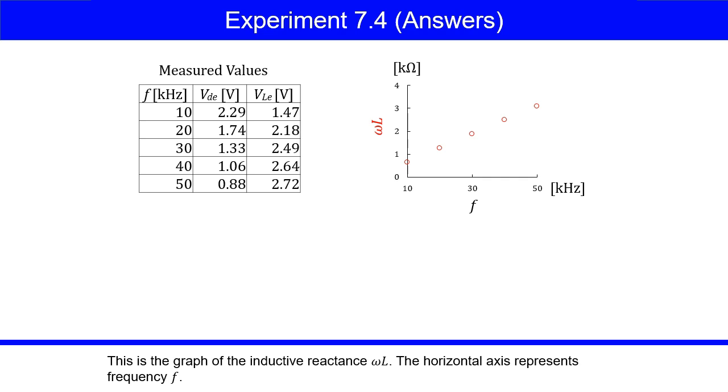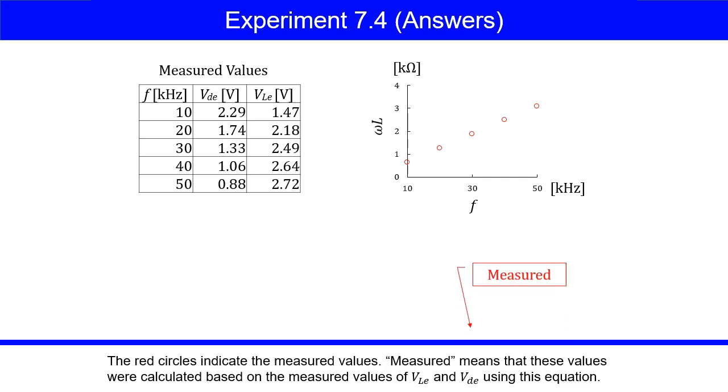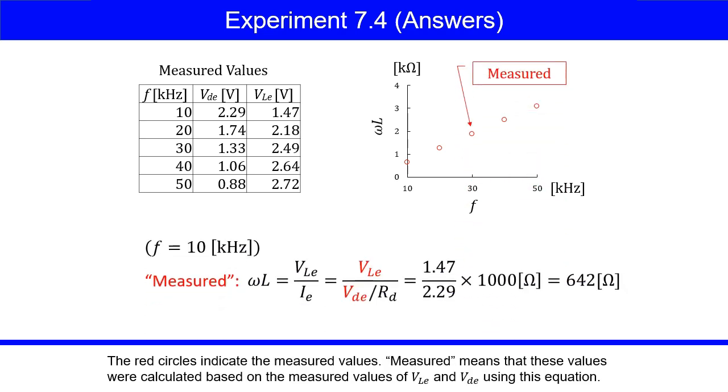This is the graph of inductive reactance omega L. The horizontal axis represents frequency f. The red circles indicate the measured values. Measured means that these values were calculated based on the measured values of VLE and VDE using this equation.